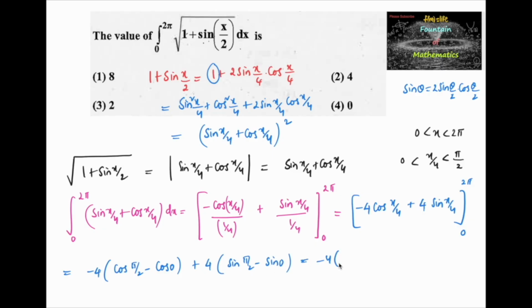which is negative 4 times of cos pi by 2 is 0 and cos 0 is 1, and plus 4 times of sin pi by 2 is 1 minus sin 0 is 0. So we can write minus 4 into minus 1, that is plus 4, and plus 4, which is equal to 8. So we can say the answer is 8, which is our option 1.